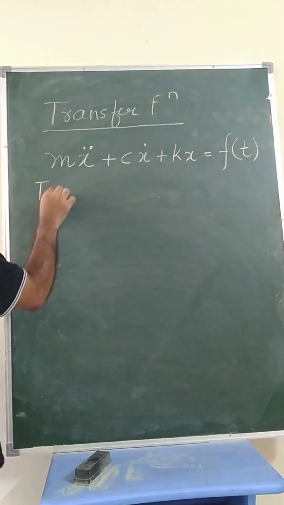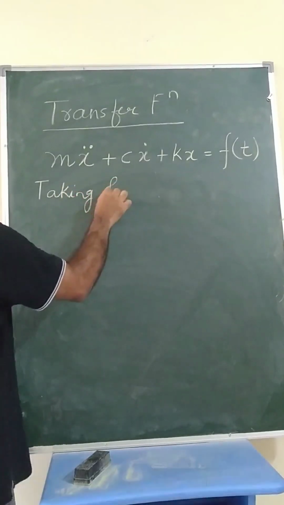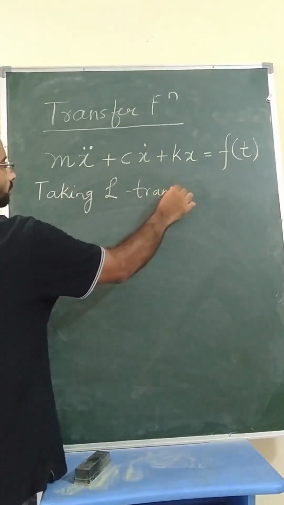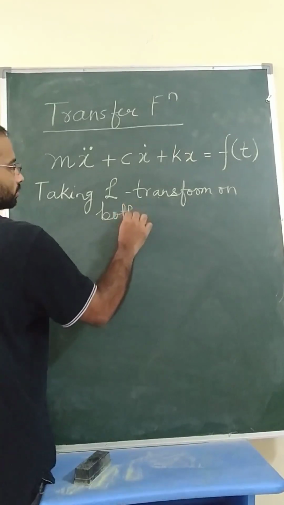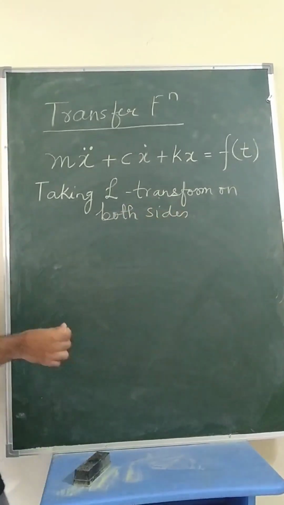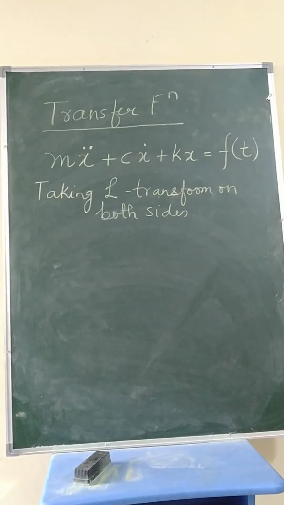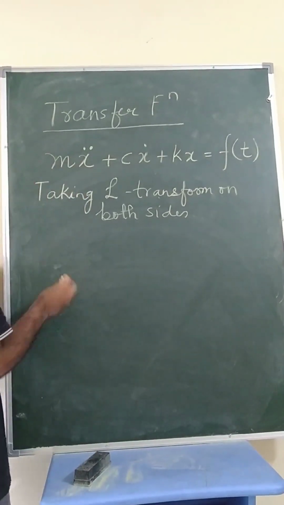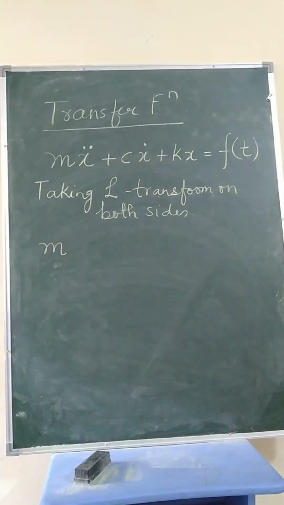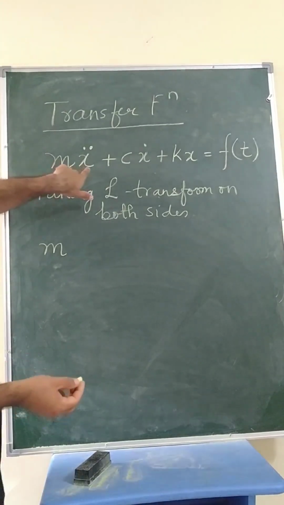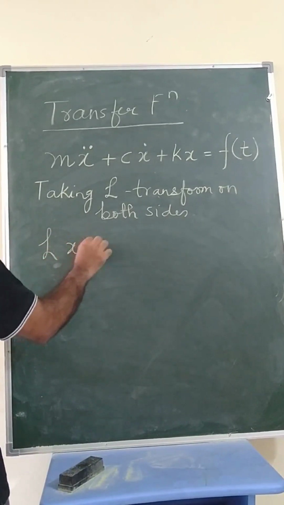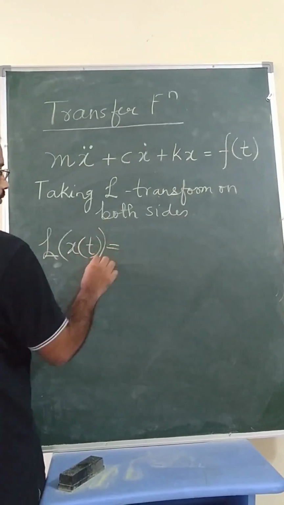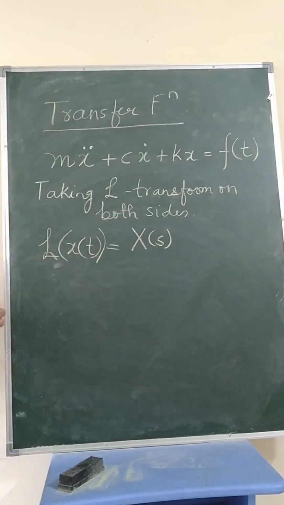So taking the Laplace transform on both sides, what I'll get is, m is a constant, so m will remain a constant. Anything multiplied by the function remains the same in the Laplace transform, times x double dot. Let me assume here that the Laplace transform of x(t) is equal to capital X(s).